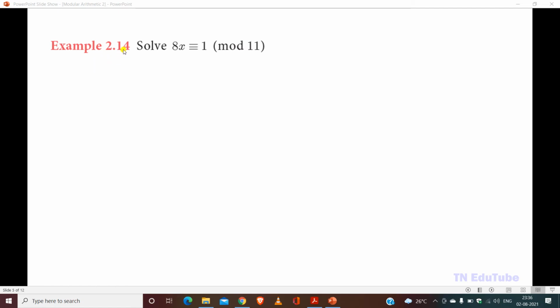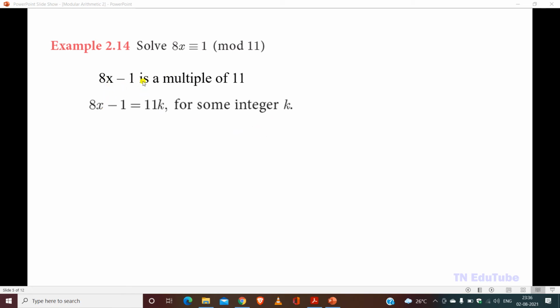The next example, 2.14. Solve 8x congruent to 1 mod 11. Solve means you have to find out the value of x. Take this 1 on left hand side. 8x minus 1 is a multiple of 11. Then multiple of 11 means you can write it as 8x minus 1 is equal to 11 into k, for some integer k. So 8x equal to 11k, take this minus 1 on right side. So 11k plus 1. Our aim is to find out the value of x. So x equals 11k plus 1 by 8.